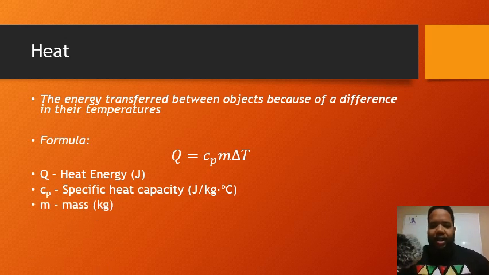M stands for mass, as usual, measured in kilograms, as usual. And delta T represents the change in temperature. Now you might remember from what we said before that delta, that triangle right there, which is the Greek symbol delta, means change. So anything that you put after that, it's changing that. So T means temperature, so delta T means change in temperature.